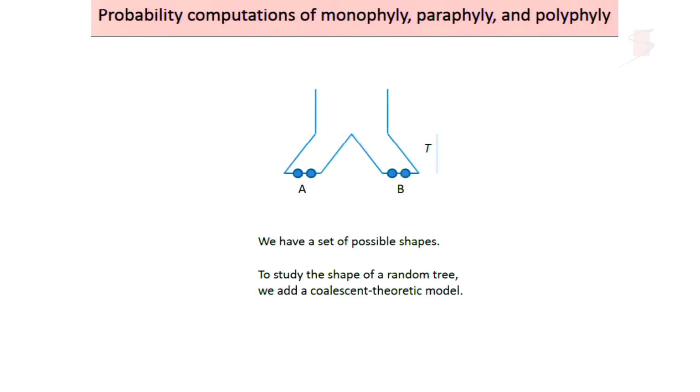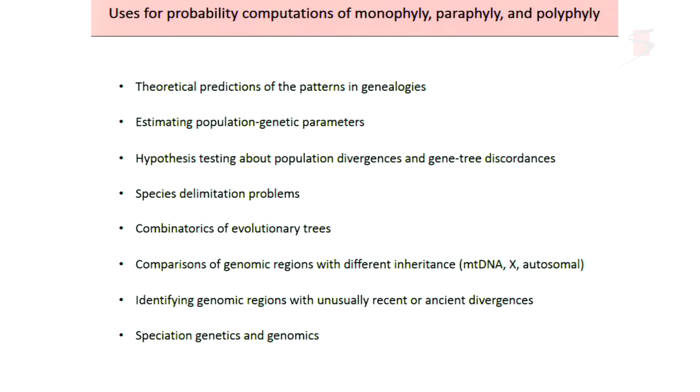From a coalescent point of view, it's very natural to ask, what are the probabilities that genealogies have each of these different shapes? We have our set of possible shapes. If we want to study random shapes, and John very nicely described why random shapes are of interest and where the randomness comes from, we add a coalescent theoretic model and then pose the question: what's the probability distribution of tree shape under that coalescent theoretic model? This question really goes quite far back. It's been of interest for a variety of different reasons.